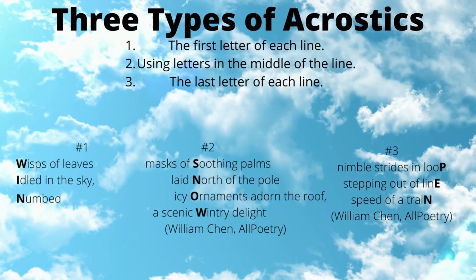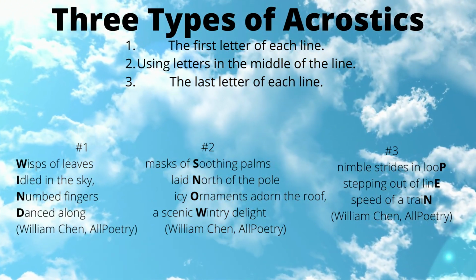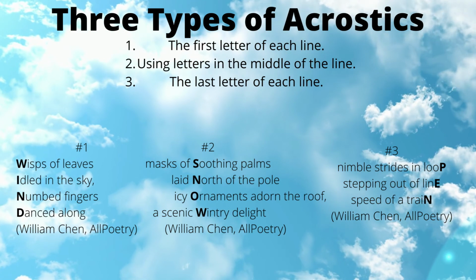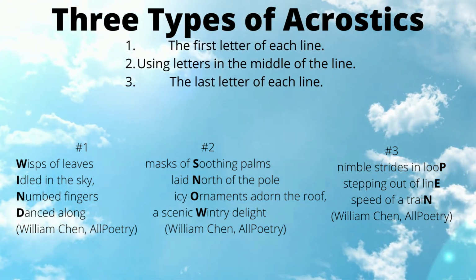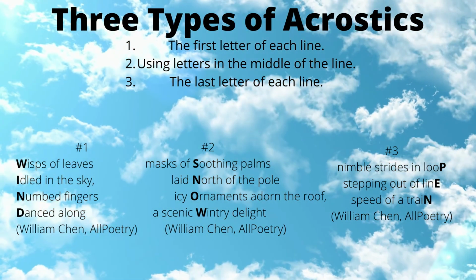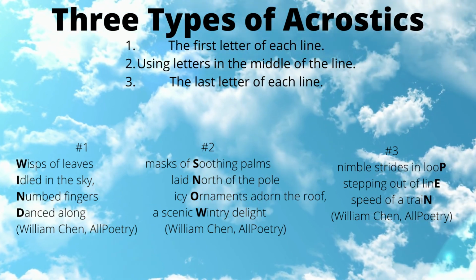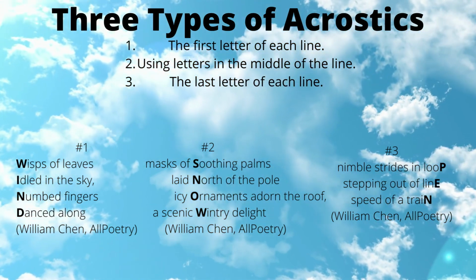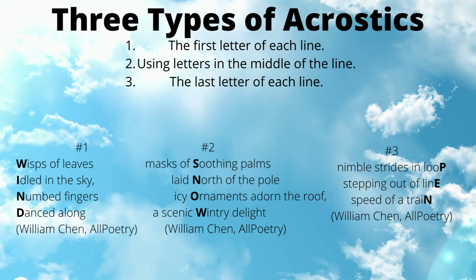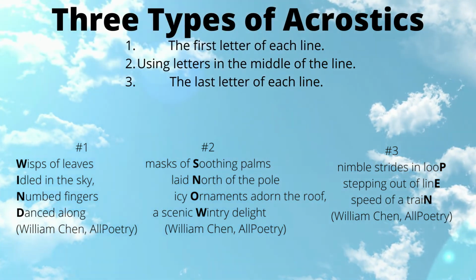As mentioned before, there are 3 types of acrostic poems. Each type has different placements of a key theme word. Type 1 would have it in the first letter of each line. Type 2 would have it in the middle of the lines. And type 3 would have the letters of a key word at the end of each line.